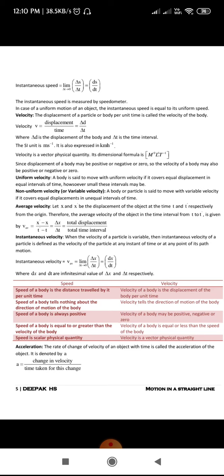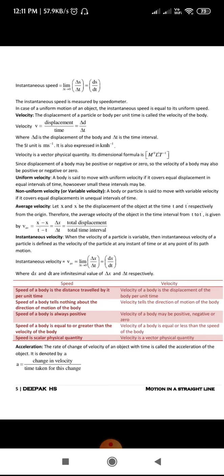In order to express this average velocity in mathematical form, we take x and x dash to be the displacement of the object at times t and t dash. Okay. So let a body move from x to x dash. Now the body is at position x at time t. After some time the body is at position x dash at time t dash. In that manner you have to understand.